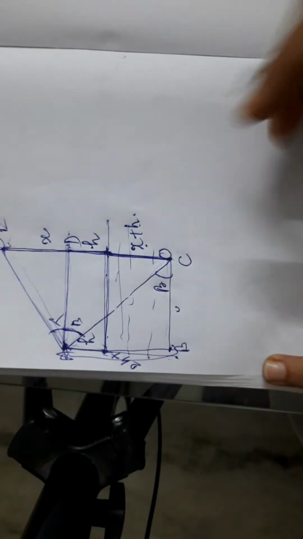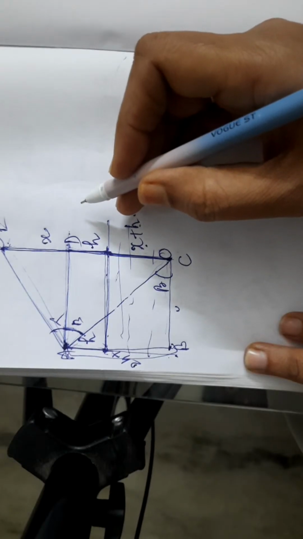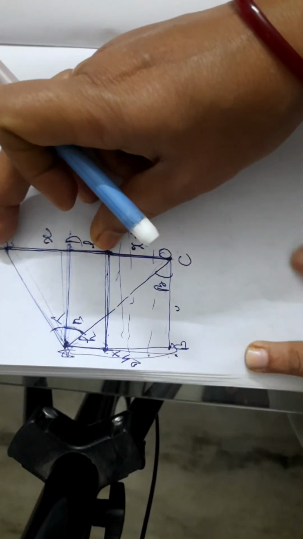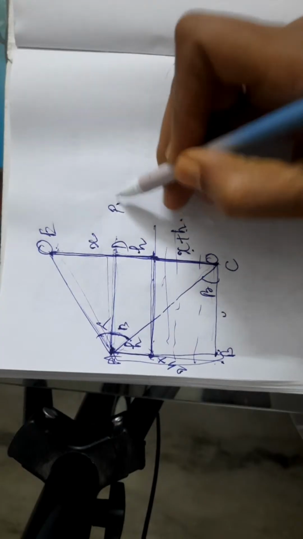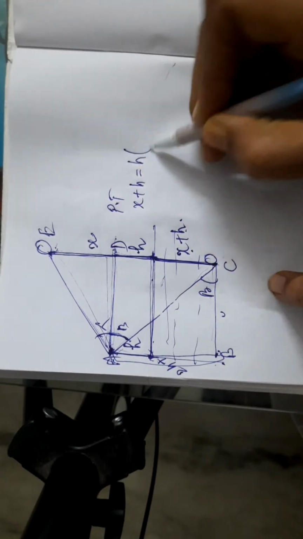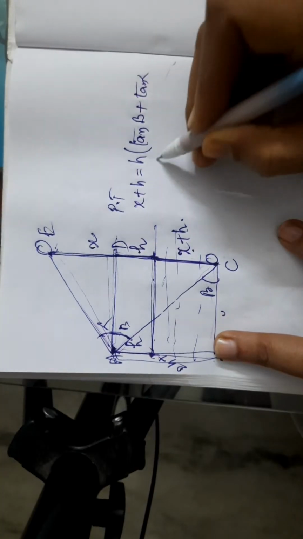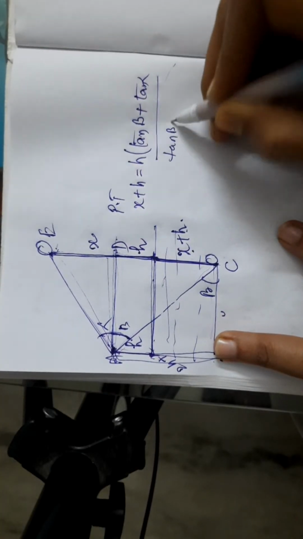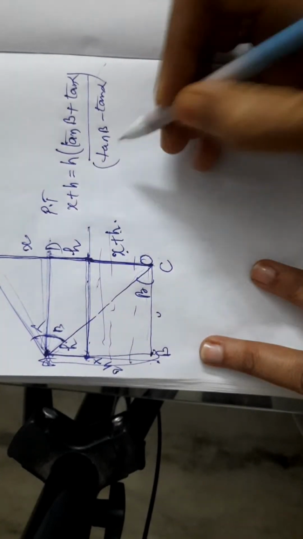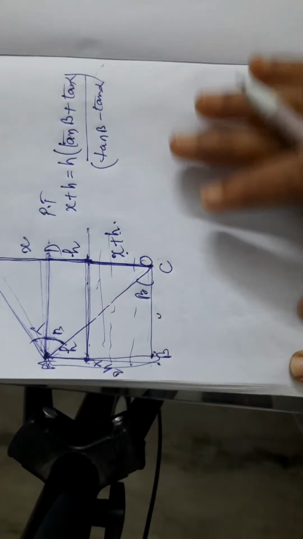Now let's have the labeling. We need to prove that the height of the cloud above the lake, x plus h, is h (tan beta plus tan alpha) divided by (tan beta minus tan alpha). This kind of question seems a little typical, but when we solve them, in real sense they are very simple. So how are we going to start?